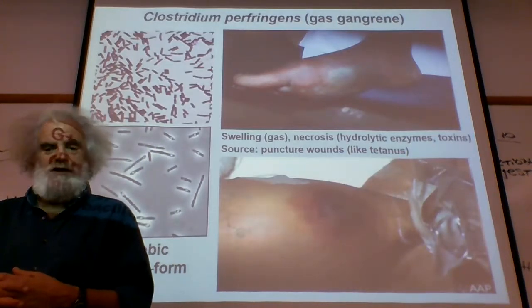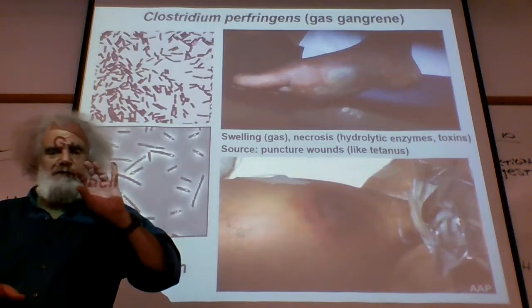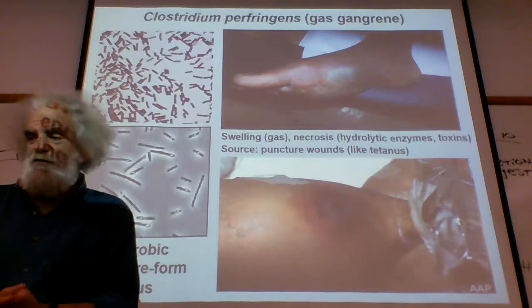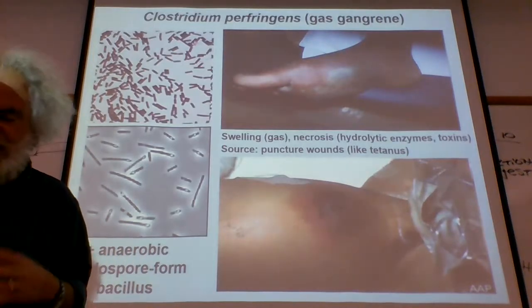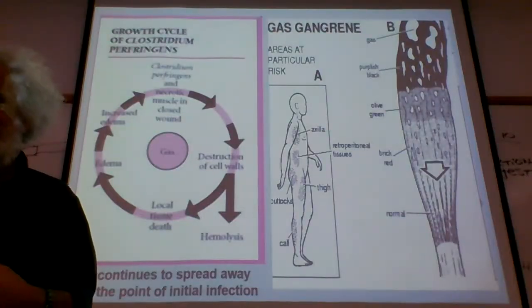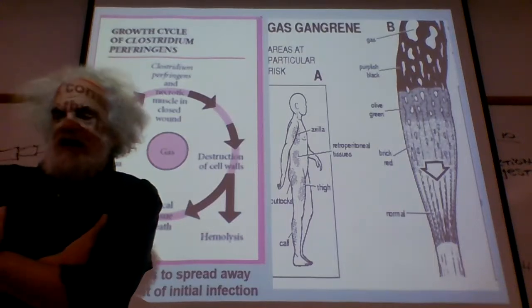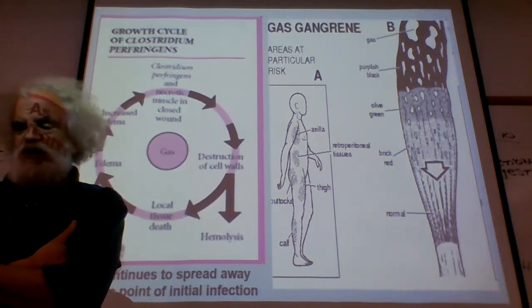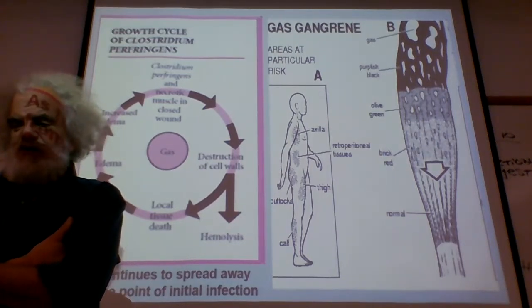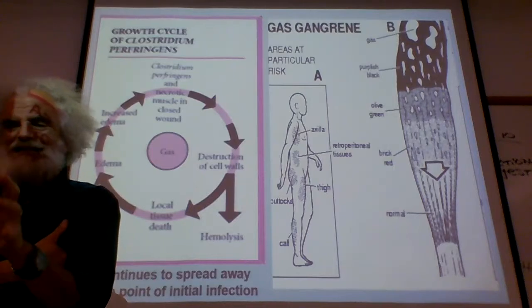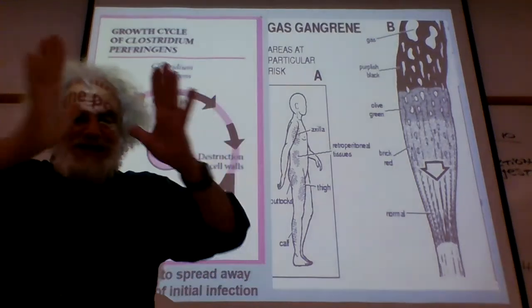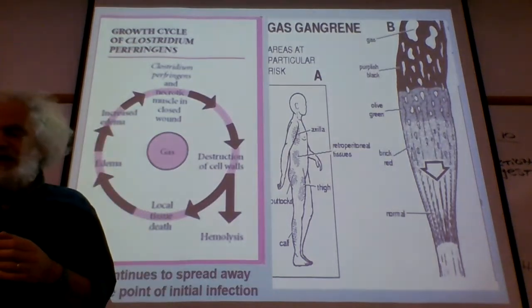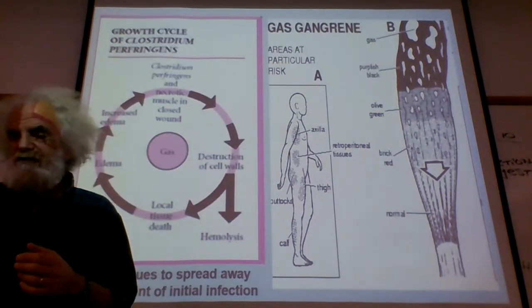So a puncture wound is another place where Clostridium can get in, because again, it's an anaerobe. All right, so you end up with these necrotic patches and swelling because of the gas. Yuck. You get a closed wound, that is some kind of puncture. This is going to result in increased edema, which is going to further tighten up around that hole and seal it up even tighter. And it continues to spread away from the point of initial infection.